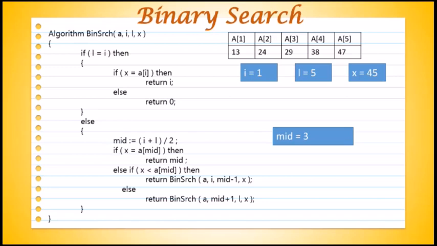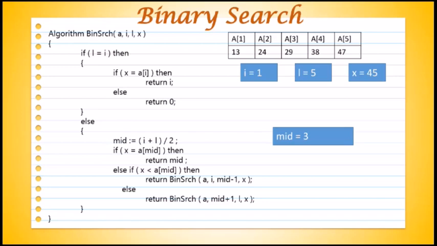Now we will check if X is equal to A of mid. A of mid means A of 3, and the value present in A of 3 is 29. So 29 will be compared with the searching element. If this condition is true, then we return the middle value. Here 45 is equal to 29? This condition is false, so we will check the else if statement.